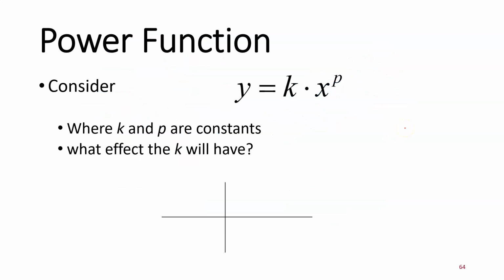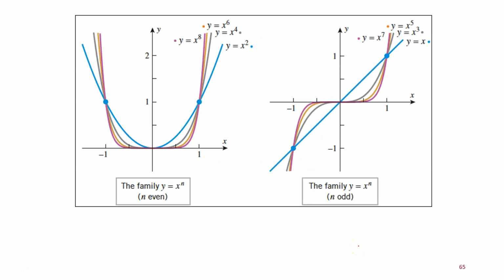And you will also have power function. So what is power function? So you consider y equal to k x to the power of p. X tu dia ada power dekat atas. So this power can be any numbers like to the power of 2, to the power of 3, to the power of 4, to the power of 5, and so on and so forth, where k and p are constants. So k ni can be a constant number. P also can be a constant. So you have like what effect the k will have. So bila k less than 1, you get like this. So this is a kind of power function.